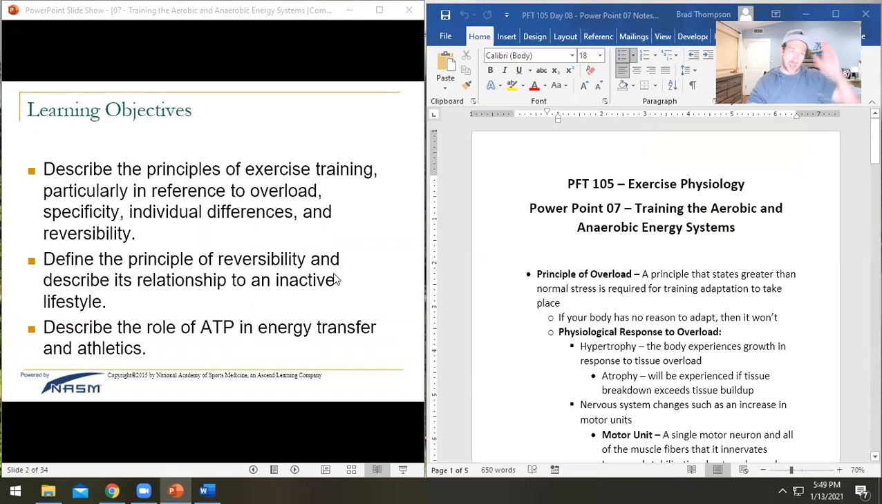So our learning objectives tonight are to describe the principles of training in reference to overload, specificity, individual differences, and also reversibility. So, being able to cycle your client through different types of intensities and things like that. Define the principles of reversibility and talk about what that means for an inactive lifestyle. How do you modify certain exercises for your clients?